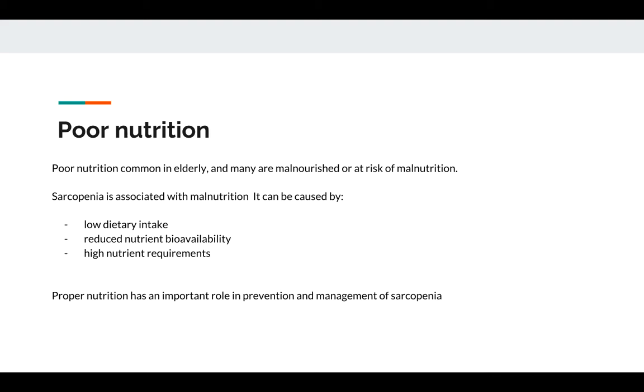According to the European Working Group on Sarcopenia in Older People, malnutrition may be caused by low dietary intake, for example starvation or inability to eat, reduced nutrient bioavailability, for example diarrhea or vomiting, and high nutrient requirements, for example inflammatory diseases such as cancer or organ failure with cachexia. On the other hand, proper nutrition has an important role in prevention and management of sarcopenia.